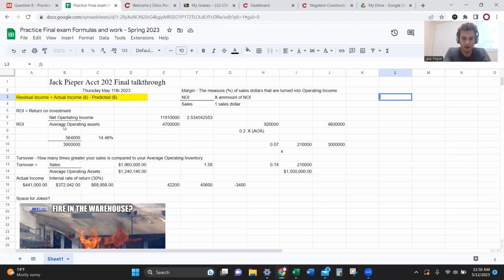I would multiply ROI, using order of operations, right? ROI times AOA is equal to NOI, right? So all I did was multiply by average operating assets to get to the other side. And you can move everything around. So if you have two, you can find the third, right?